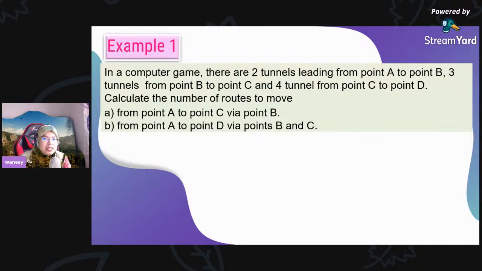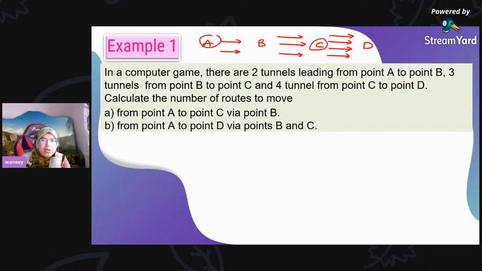Let us see example 1. In a computer game, there are 2 tunnels leading from point A to point B. So you have 2 tunnels going from A to B. 3 tunnels from point B to C. So I have 3 over here, B to C. And then I have 4 from C to D. So 1, 2, 3, 4 to D. Calculate the number of routes to move from point A to C via point B. So I want to go from A to C.